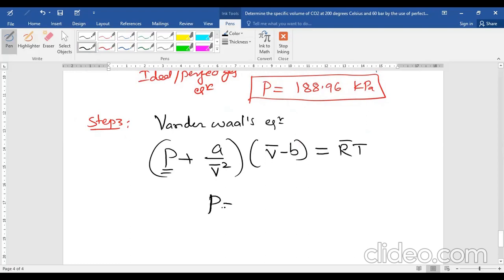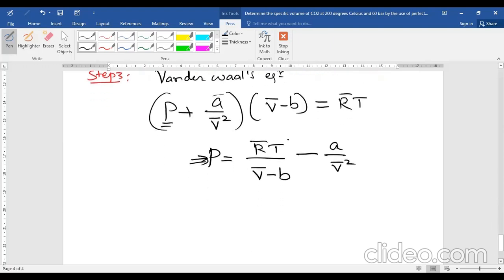And you need to do some trial and error. If you have a calculator, you can do it directly. So R bar T divided by V bar minus B. This is the value on the right hand side. Minus this term, I will take on the right hand side. This term is minus A by V bar square. Now check which data is given, which data is not given. R bar is not given, but we know the standard value. It is 8314. T is how much?